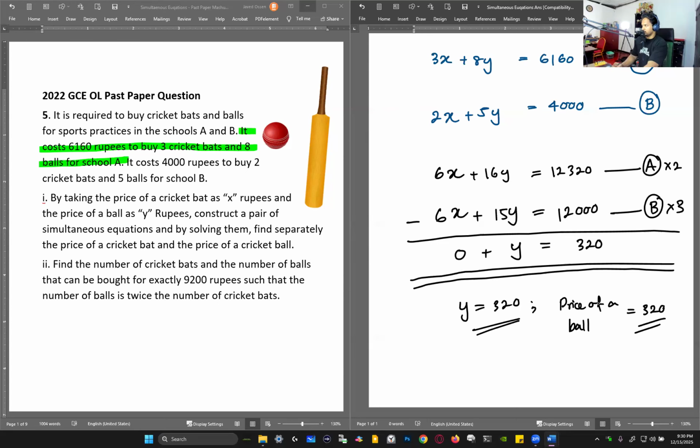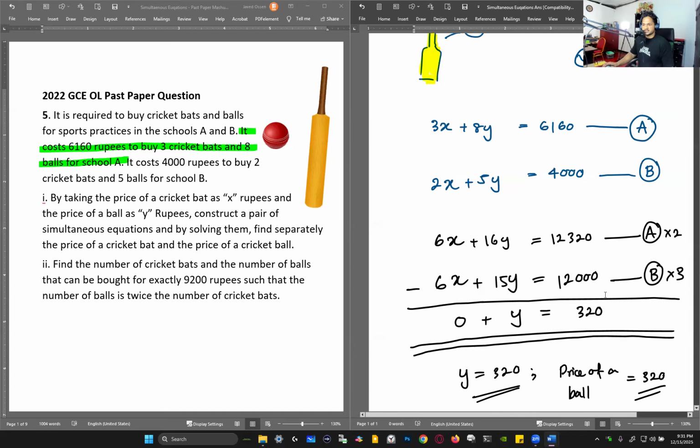The price of a ball is equal to 320. So now you can catch up to where we are. Did you see how easy this method was?